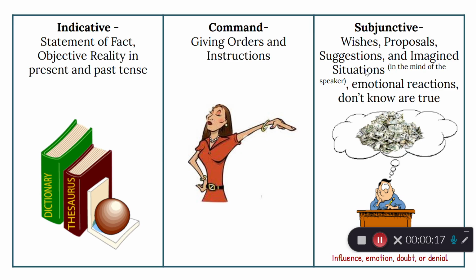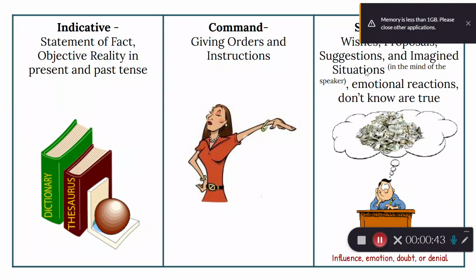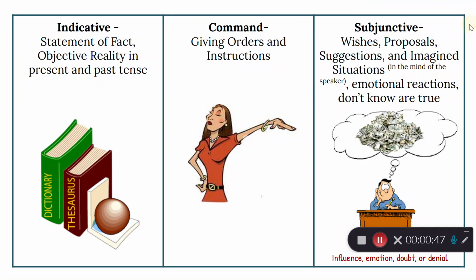So far we have learned the indicative, which is a grammar word meaning the present tense and the past tense, which is the objective reality. We've learned the command form, giving orders and instructions. And today we're going to learn about the subjunctive form. This expresses wishes, proposals, suggestions, imagined situations in the mind of a speaker, emotional reactions, and things that you don't know are true.